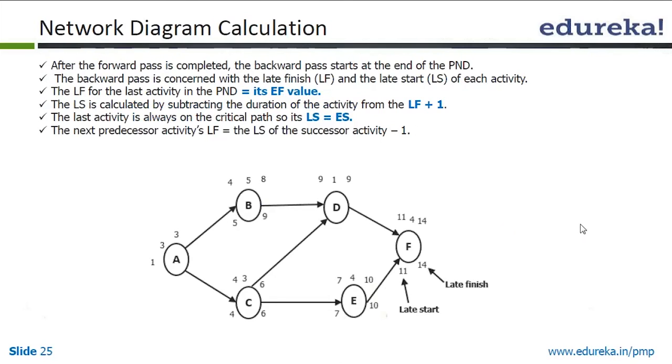When you get this kind of diagram, the first thing you do is find out the different paths. Here we see one path which is A, B, D, F. The other path is A, C, D, F. And the third path is A, C, E, and F. So there are three paths, and we add up these values to find out the critical path.